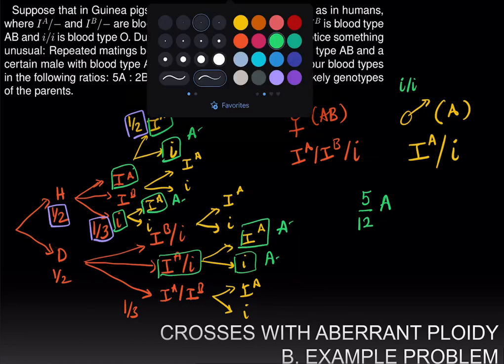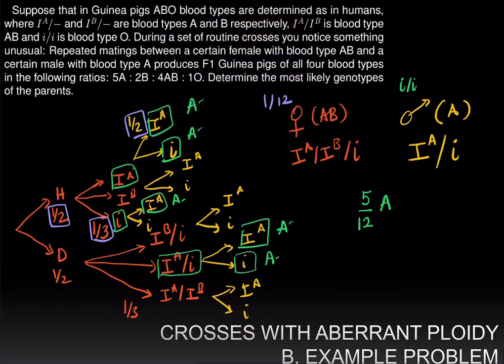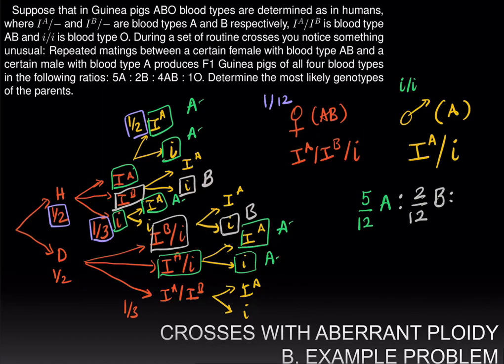Next, we could go and consider blood type B, which you could do in two ways. You could be IBI, that's blood type B, or you could be IBii, that's blood type B, and therefore we have 2/12 progeny who are blood type B.